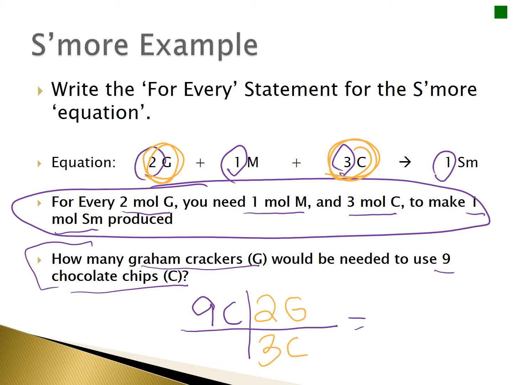Okay, where am I getting those numbers? I'm looking at these coefficients. Okay, so now looking at my units, my C's cancel out, and I am left with graham crackers as my final unit. So what do we get? 9 times 2, which is 18, divided by 3, which is 6. So in order to use up all 9 chocolate chips, I would need 6 graham crackers.